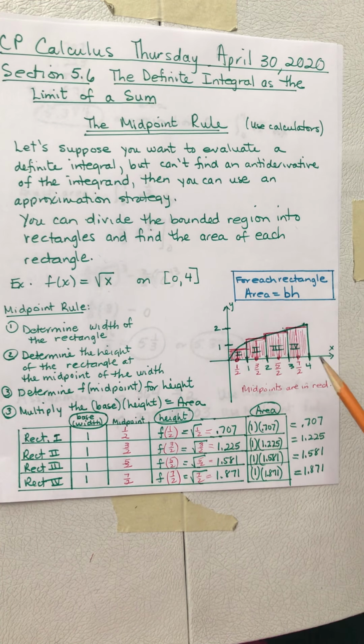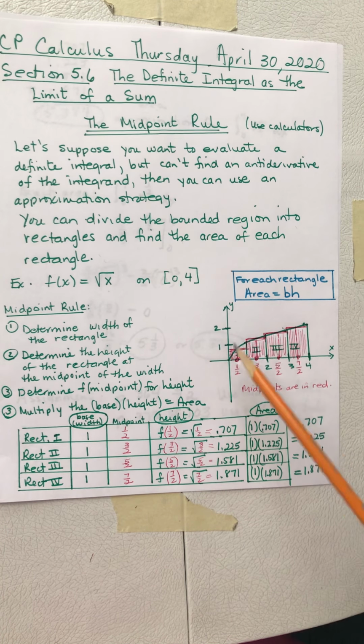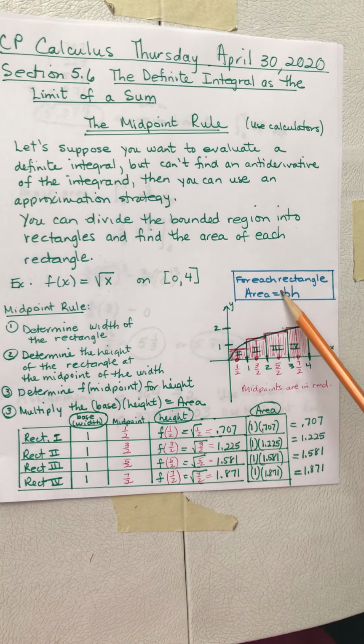All right, how do we do that? Well, first of all, we have to know the boundaries of this region, which they will give us, 0 to 4. So that's why this is 0 to 4. And we have to know the area of a rectangle formula, which is just base times height. Then all we have to do is find the base of each one of these rectangles and the height. Okay, so let's see what we've got.